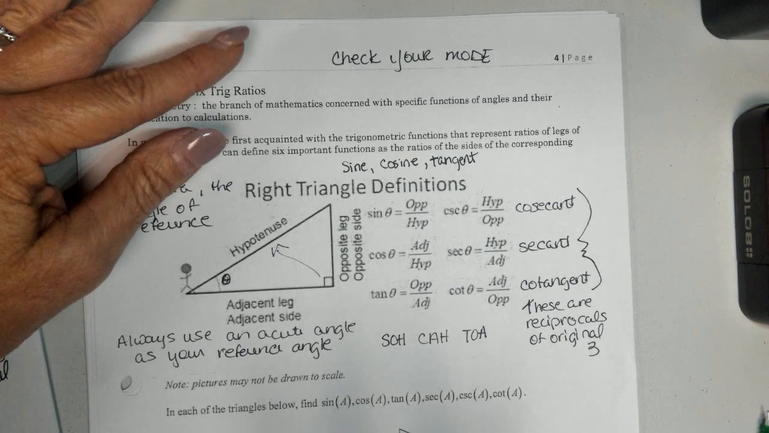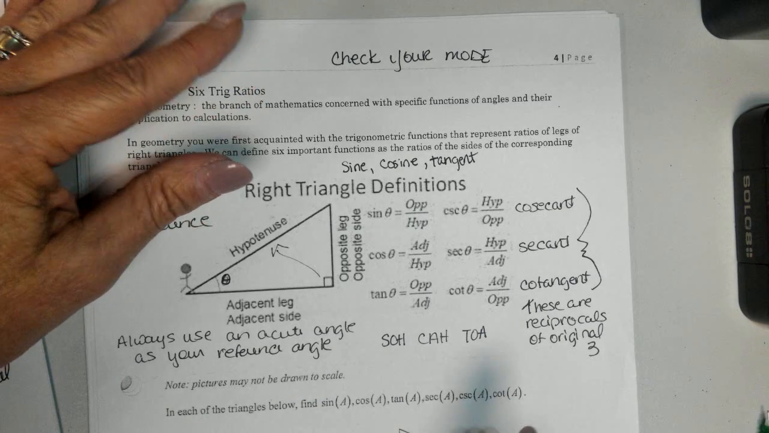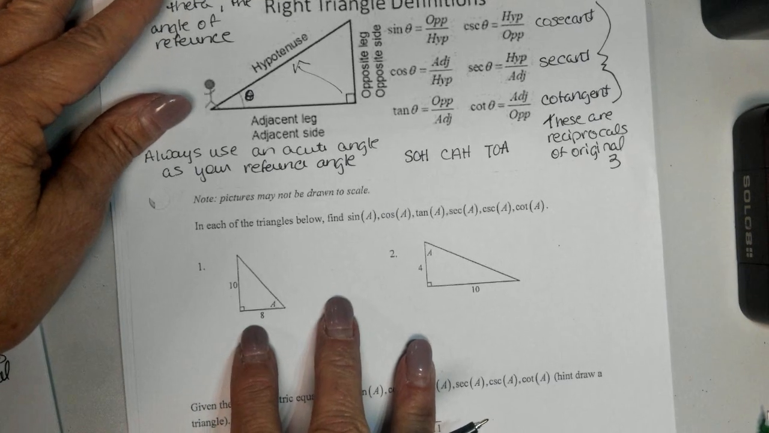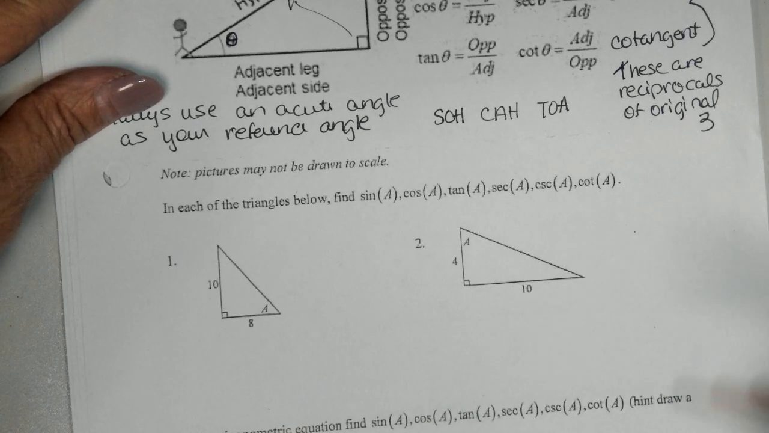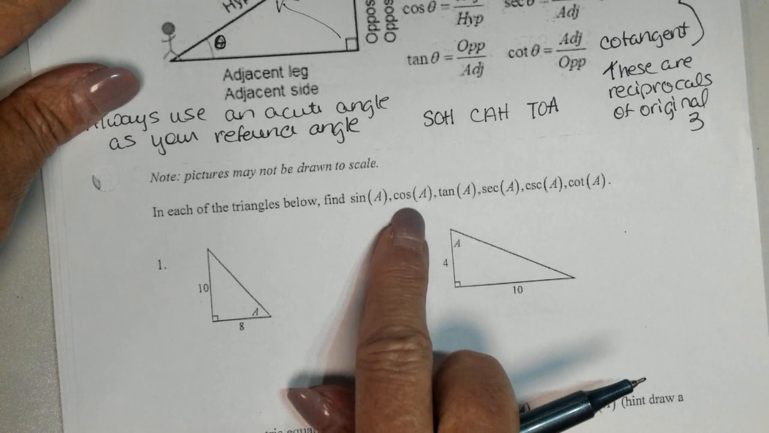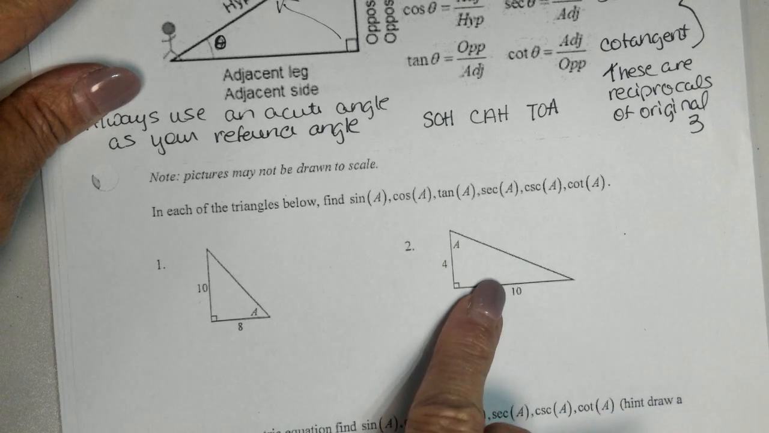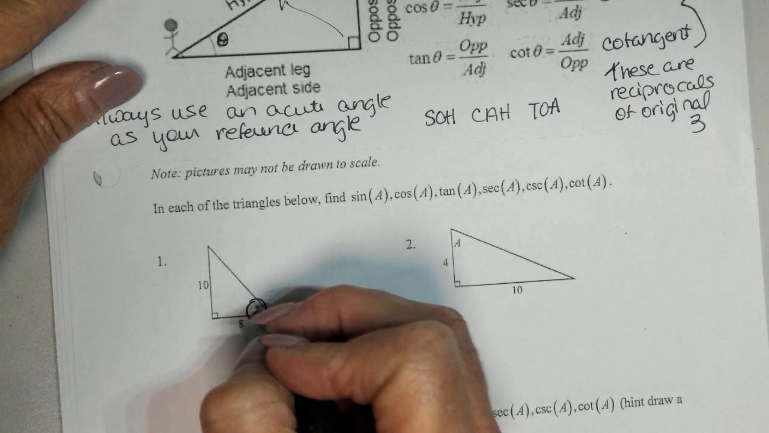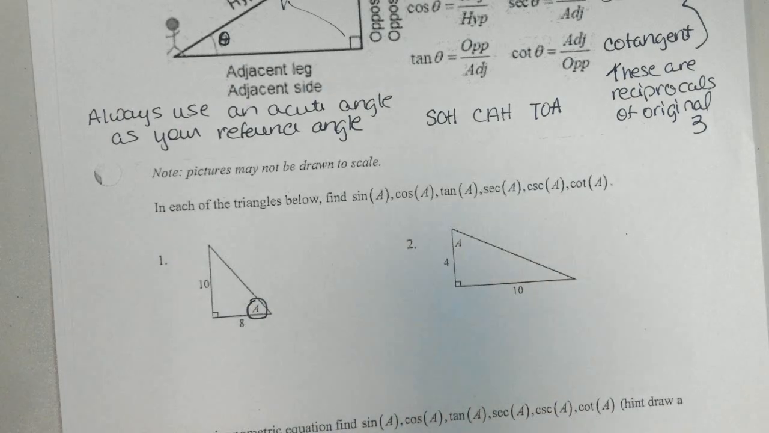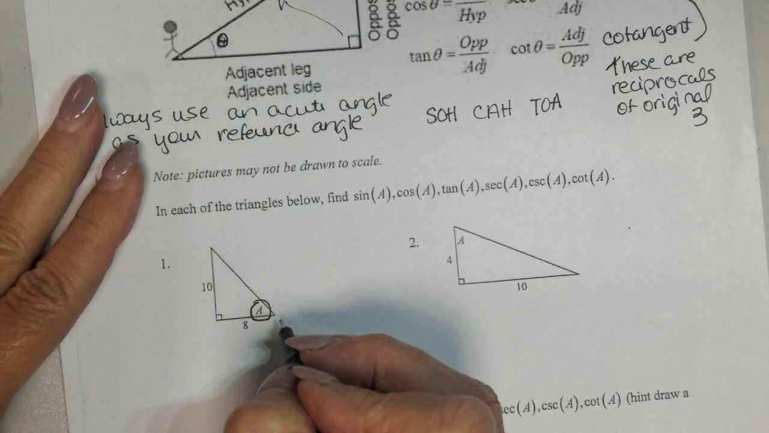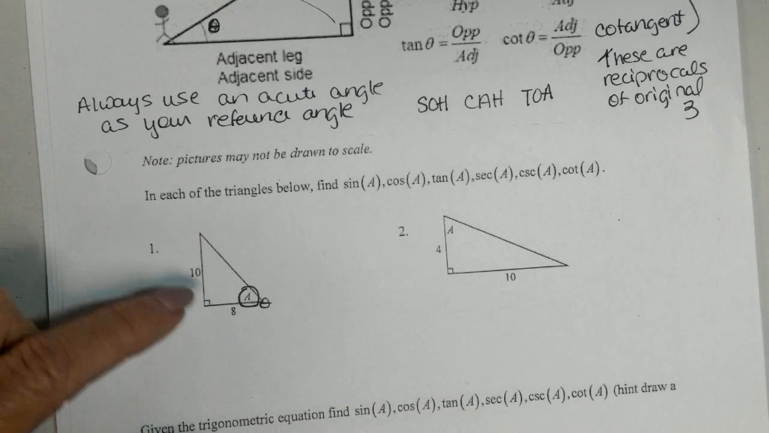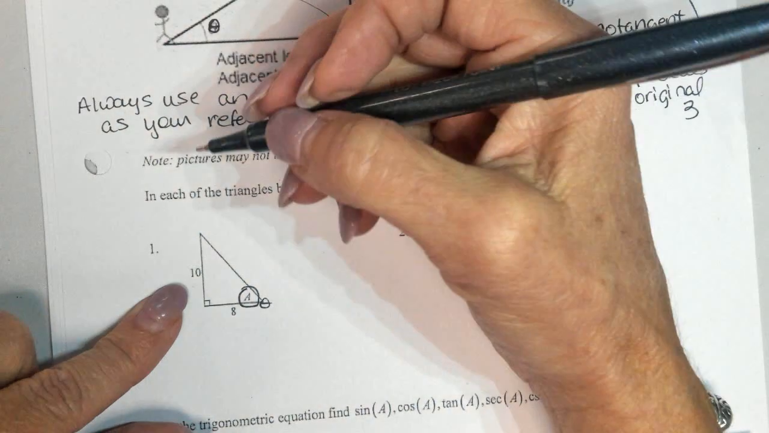Now, what we're going to do is just practice getting our trig ratios. Down here, we've got a right triangle, and you're asked to find the sine, cosine, tangent, secant, cosecant, and cotangent ratios for angle A. That means angle A is our theta. It's our point of reference. That's where we're starting. If you want to put a theta symbol there, you can to help you. So we've got two sides. We've got this side that has a length of 10.